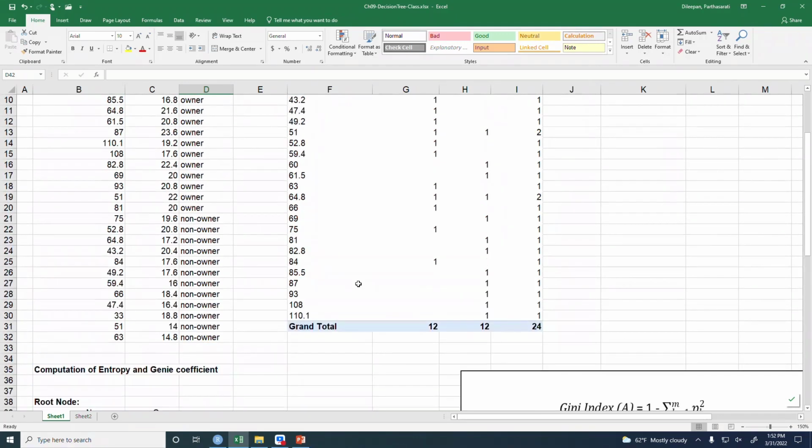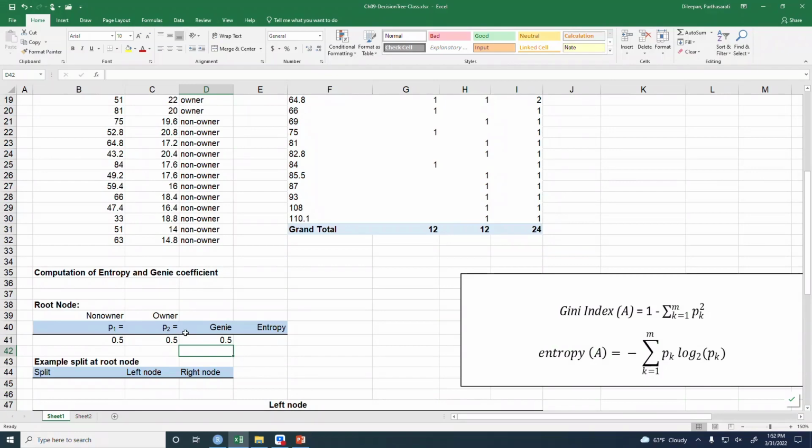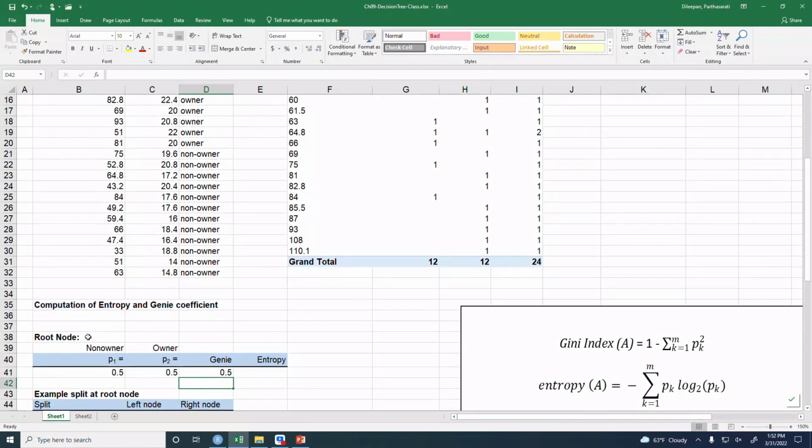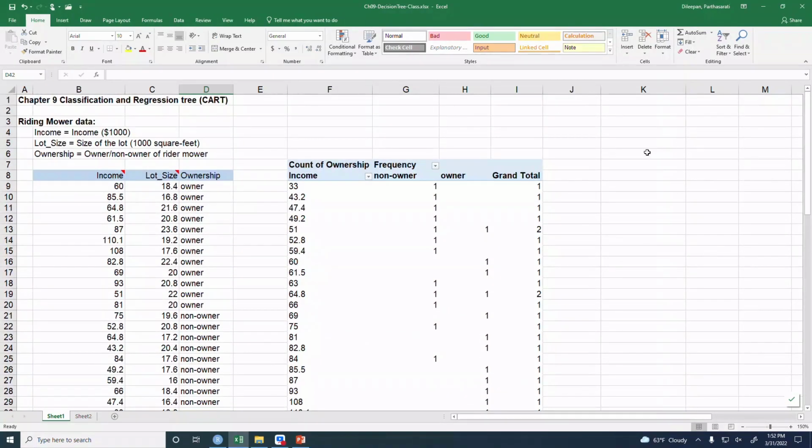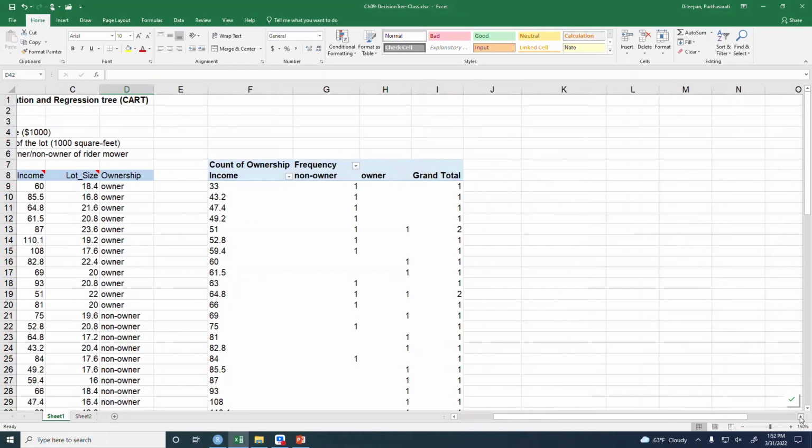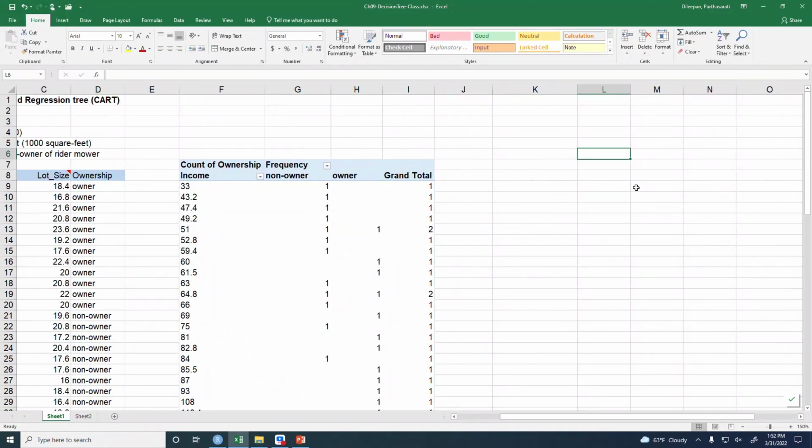Now, if you want to look at what are the possible values for Gini index, let's look at it on the side here. So P sub 1 and P sub 2, right? So let's start with 0 for P sub 1.